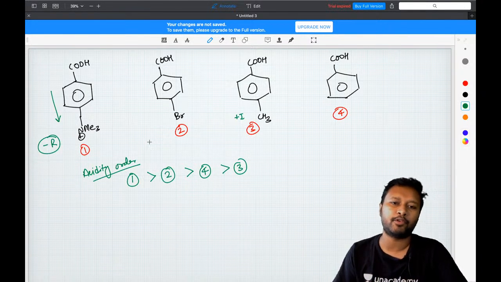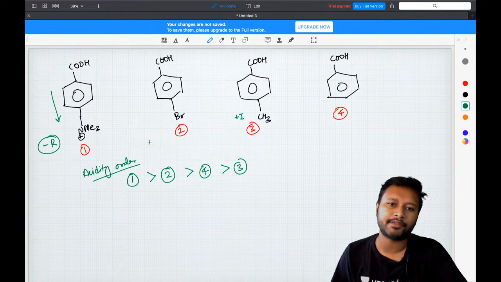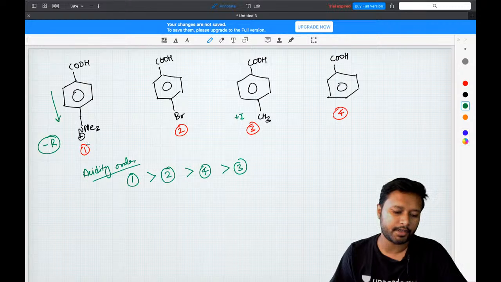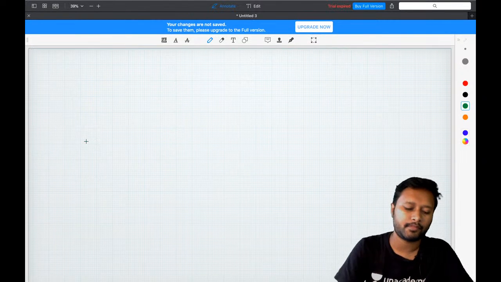Although you know that you give more preference to the resonance effect, here the strength of the resonance effect is more as compared to this. The reason is the positive charge on the electronegative atom. That is making it more prone for that. Okay, let's take one more question.